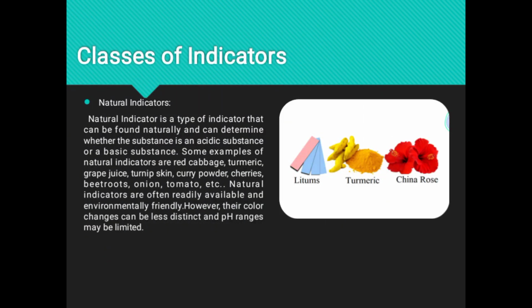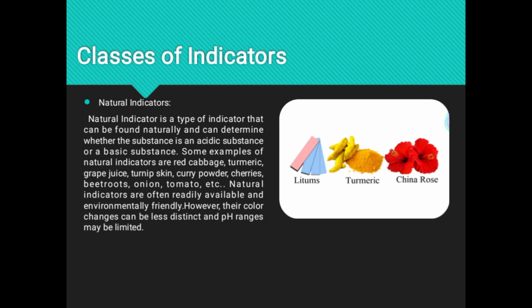Classes of indicators. There are two major classes. We have the natural indicators and the synthetic indicators. We'll start with the natural indicators. The natural indicators are the ones that are obtained from natural sources. For example, red cabbage is an example of a natural source of indicator. Turmeric is also an important natural source of indicators. Grape juice, curry powder, cherries, onions, and tomatoes are also important sources of natural indicators.